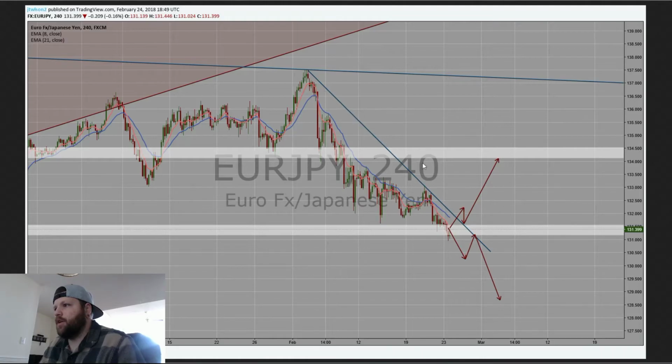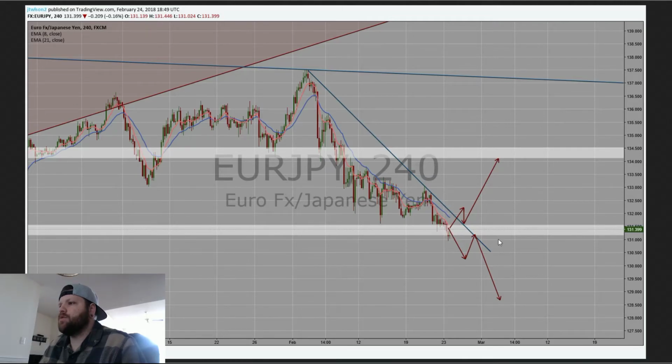I do have this trend line drawn, so if we do see bullish momentum, we want to see at least that trend line broken and retested before continuing upward. Everything from the upper time frames is relevant to this chart right now, so just be aware.